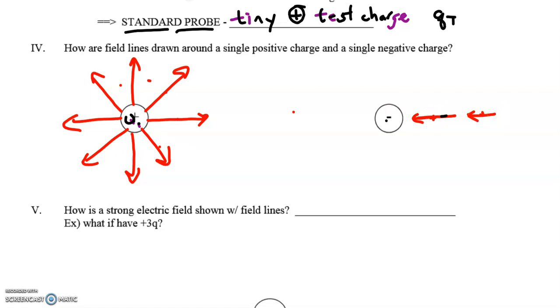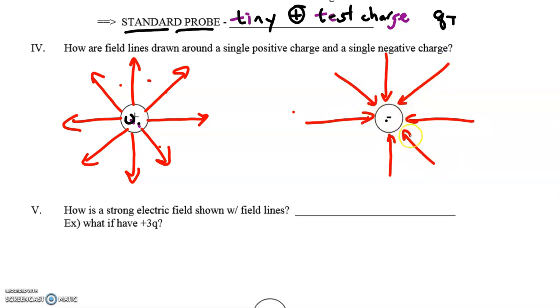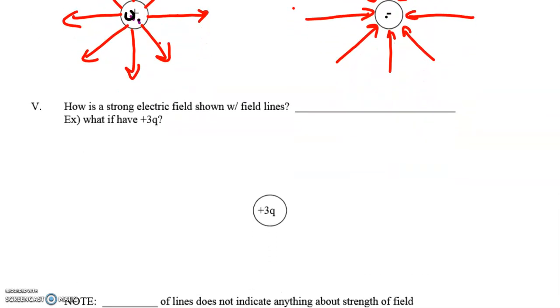Okay, so without going through everything again, it's not hard to figure out that the field lines for a positive test charge are always going to be inward towards a negative field charge. So these two look very similar except the direction of the field. Okay, so take a look at those. Now, how is a strong field shown? Let's say instead of a field charge of positive Q, I had a field charge of positive 3Q, 3 times the charge. We would expect, therefore, some 3 times the strength of the field.